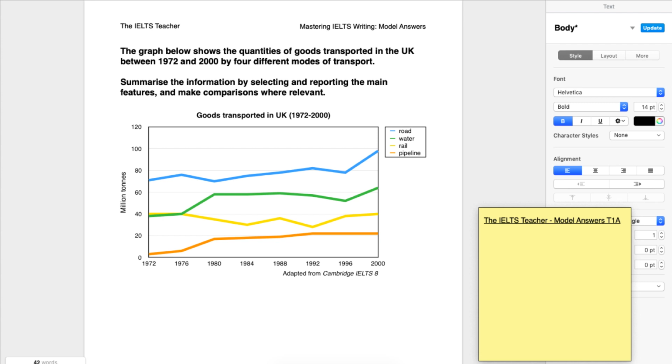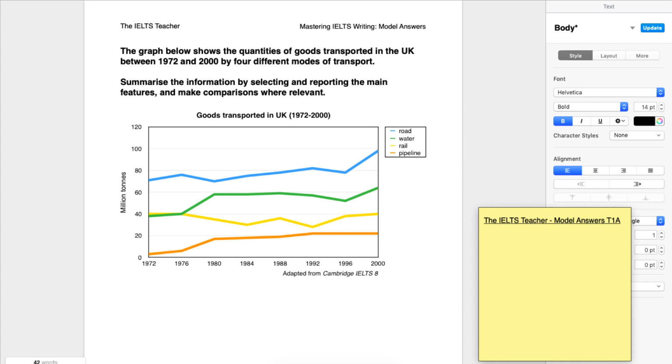Now, the first thing we want to do when it comes to building a plan is we need to identify the type of task that we're in. And the type of task that we're in can be identified by looking at the axes. So here, along the x-axis, you can see we have a range of dates. And on the y-axis, we have something different. In this case, it is millions of tons of goods transported. But the main thing here is that if we have dates running along the bottom here, then we know that we're dealing with a graph with a trend because we're looking at how data changes over a time period.